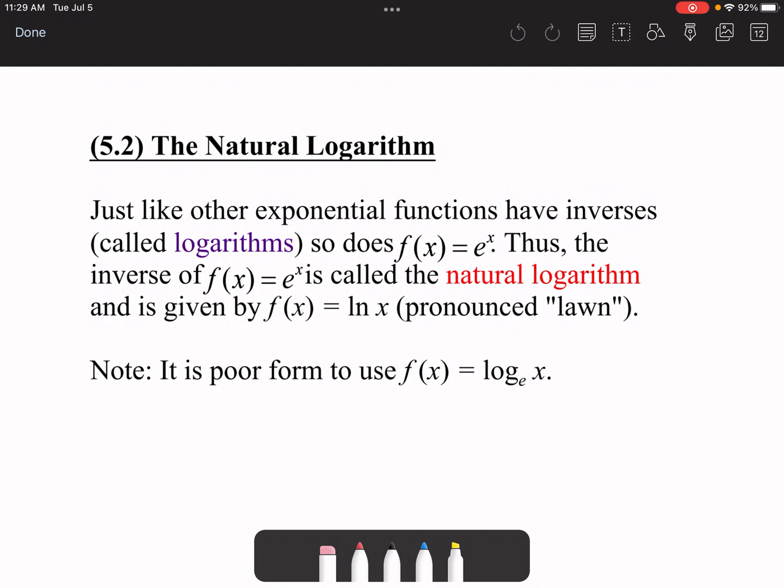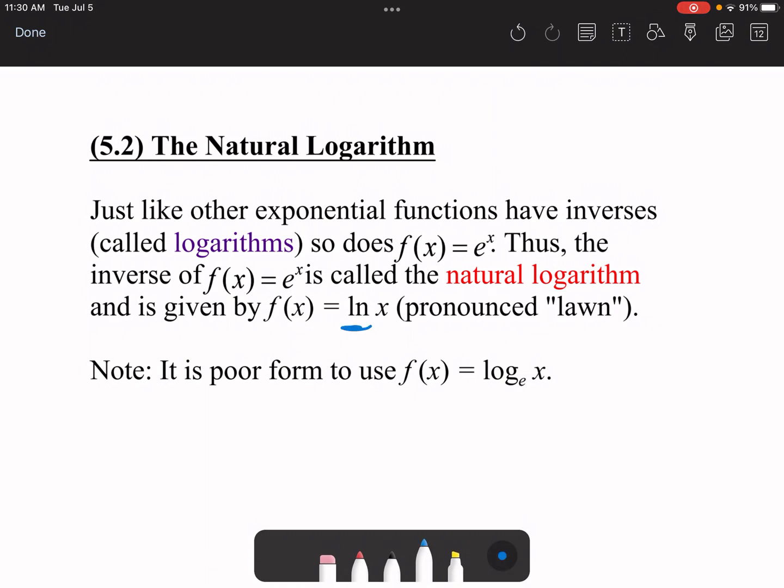So just like other exponential functions have inverses, which are called logarithms, so does the function f of x equals e to the x. Thus, the inverse of f of x equals e to the x is called the natural logarithm because the function e to the x was called the natural exponential function, and is often given by the expression f of x equals ln x, which is pronounced, as you can hear I just said, ln.